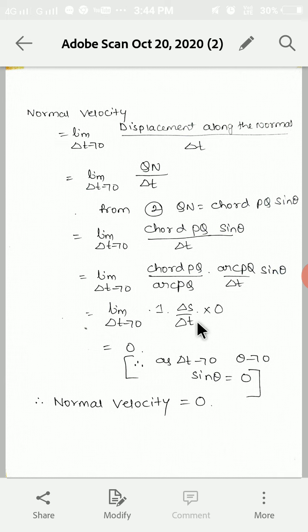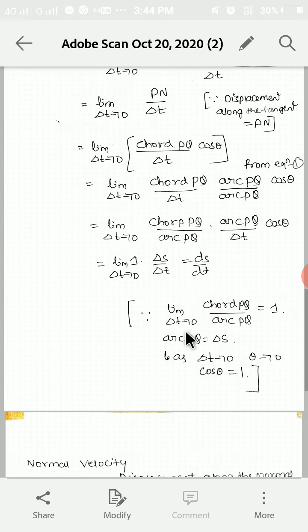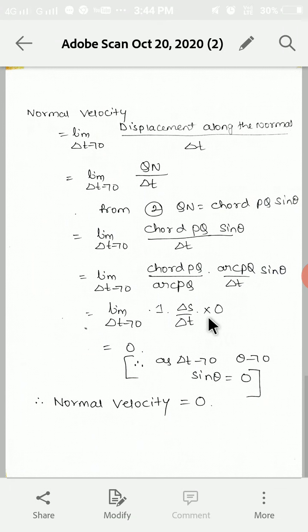Now, as delta t tends to 0, chord PQ by arc PQ is equal to 1, the same concept as before. And arc PQ by delta t is delta s by delta t. Now sin theta, as delta t tends to 0, theta is 0, so sin theta is also 0. So totally this becomes 0. Therefore, the normal velocity is 0. So these are the derivations for the tangential and normal components of velocity. In the next class we take the tangential and normal components of acceleration. Okay, thank you.